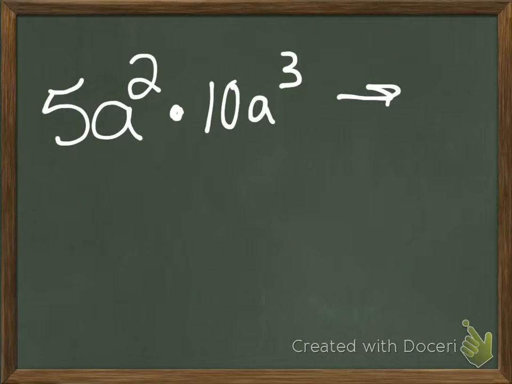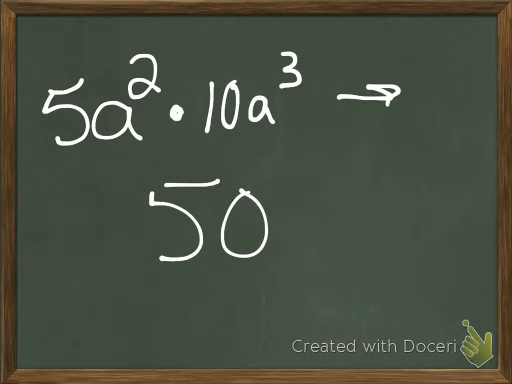Okay. So now we're going to review a little bit for if I'm multiplying, okay? If I'm multiplying when I have a coefficient, a base, and an exponent, what am I going to do first? Multiply. Multiply 5 times 10, which gives me? 50. Good. I've got 50.